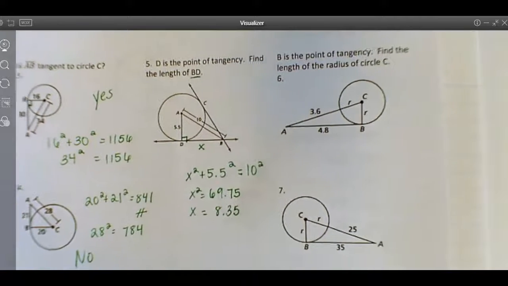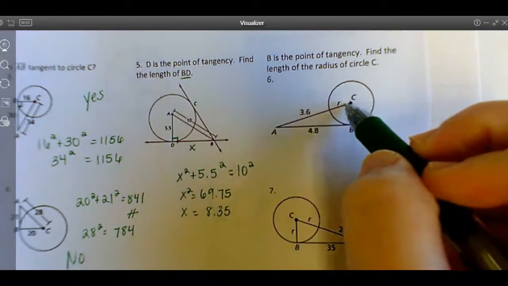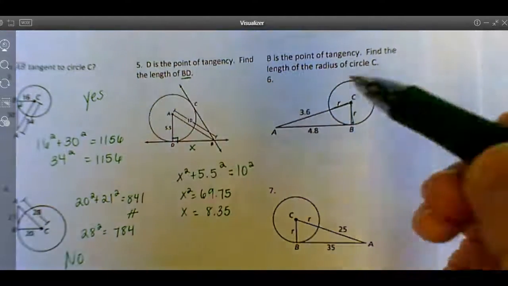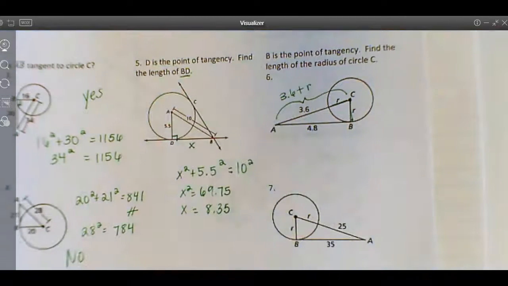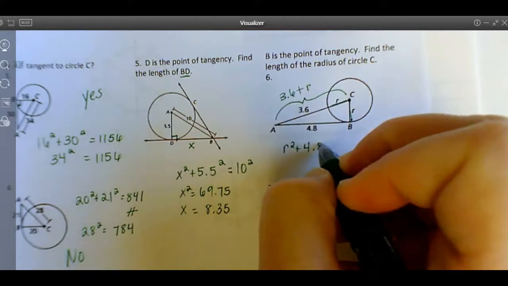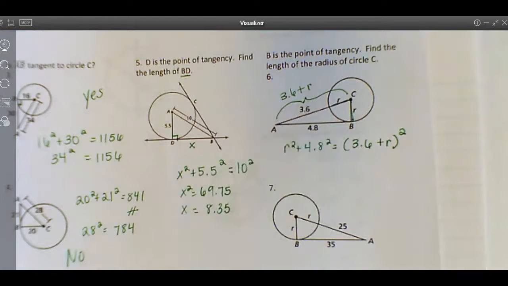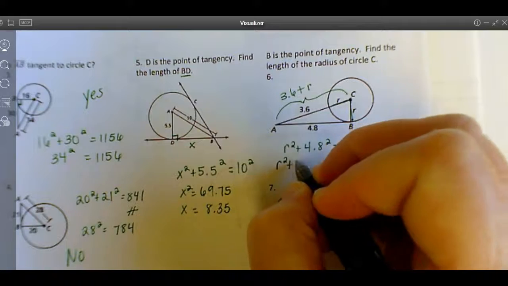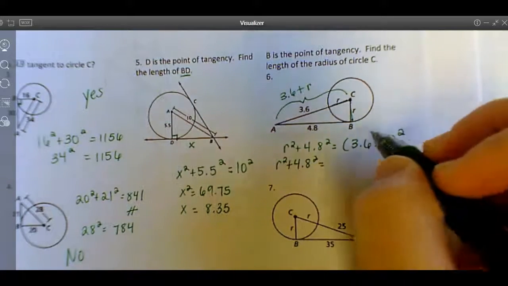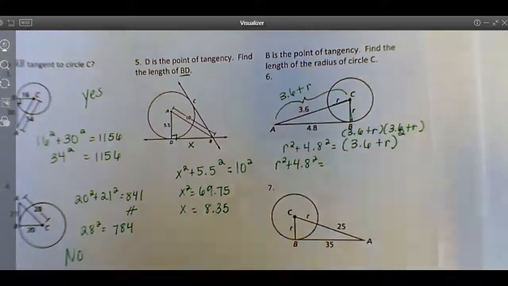Alright, number 6 and number 7 are a similar question, but the difference on these two is that the radius is part of both sides. It's kind of weird because we've got a radius here and a radius here, and we're trying to look for the radius. The hypotenuse is actually 3.6 plus r. I know that's kind of weird, but that's what's going on there. So when I'm trying to find r, I start with the sides: r squared plus 4.8 squared, and I set it equal to 3.6 plus r, squared. Again, I know that's really weird. What you're going to have to do here is FOIL. I'm going to leave this as r squared plus 4.8 squared. You have to multiply this out, so it's 3.6 plus r times 3.6 plus r.